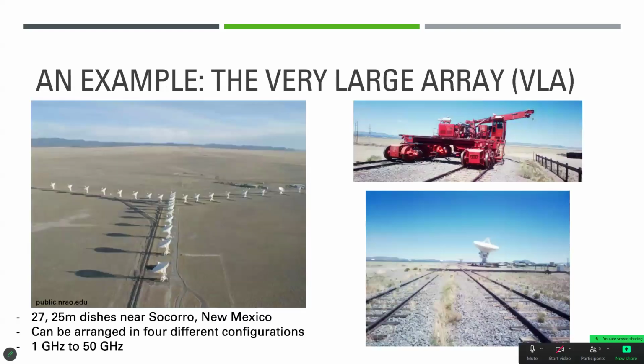Just to illustrate how this works, this is an example of an interferometer. This is the Very Large Array in New Mexico. It's 27 dishes inside the New Mexican desert. You'll notice it has this Y shape, and that's precisely to maximize the amount of features you can see with this telescope. And they can put this in different configurations. You'll notice there's these railroad tracks here. When they change the configuration, they load all these telescopes onto a red truck like that, and they just drive them up and down the tracks and put them in their new location.